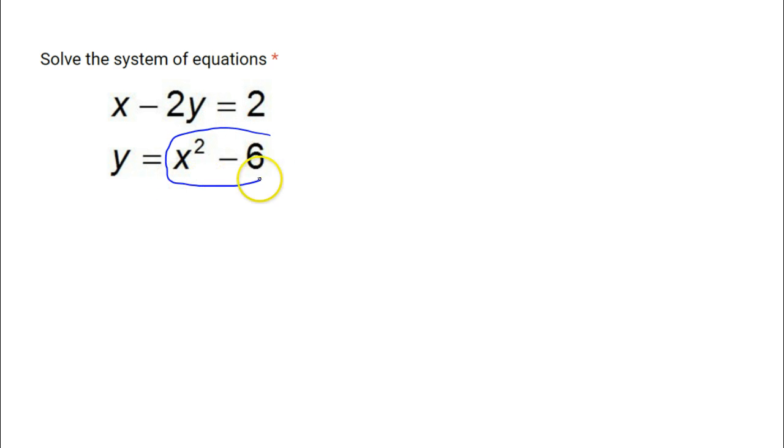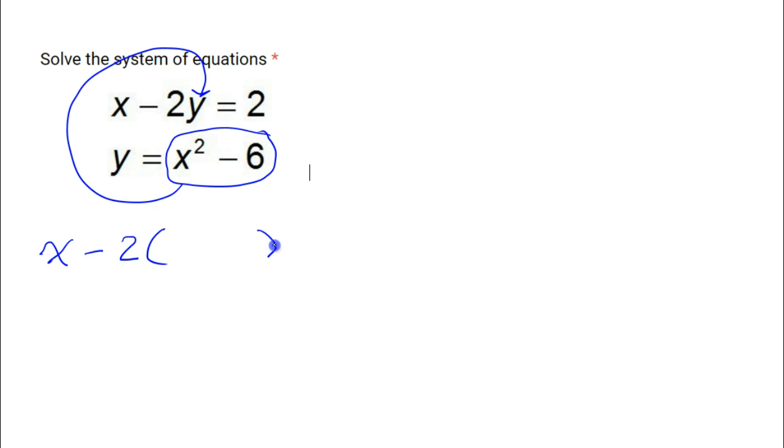Y is equal to x squared minus 6. So I'm going to take this x squared minus 6, and I'm going to put it in for y right there. So that's going to give me x minus 2. Now here comes the y, but I'm going to create parentheses. Okay, so x minus 2y equals 2 became x minus 2 parentheses equals 2. And inside the parentheses, I'm going to put x squared minus 6.